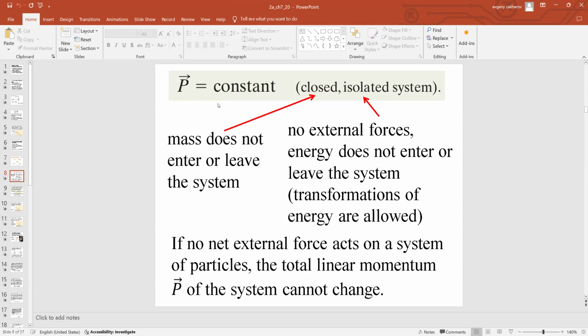So for problem solving, I suggest you never say the momentum as a vector, but let's say just the x components. P sub x is equal to P sub x after the collision. And for that momentum, you can solve for what's missing.